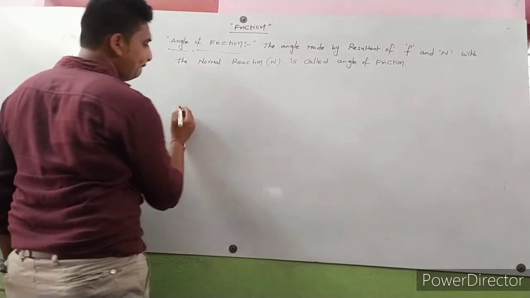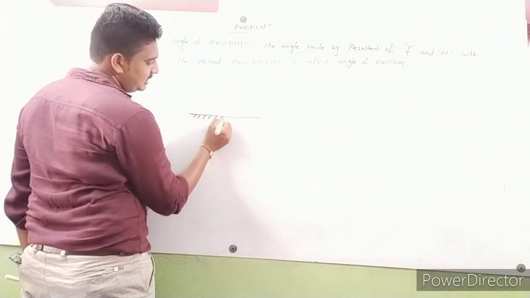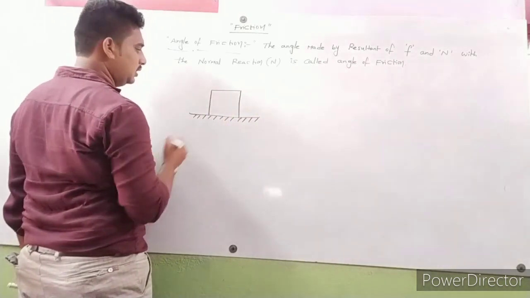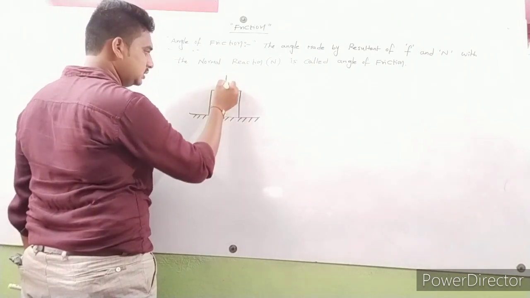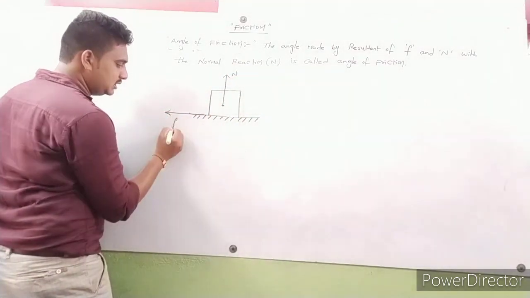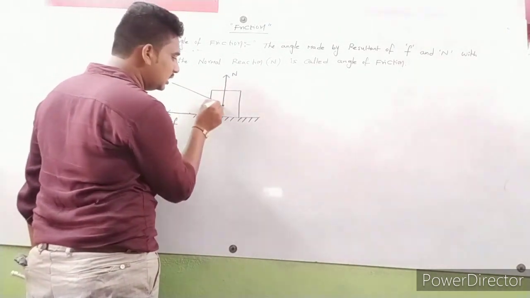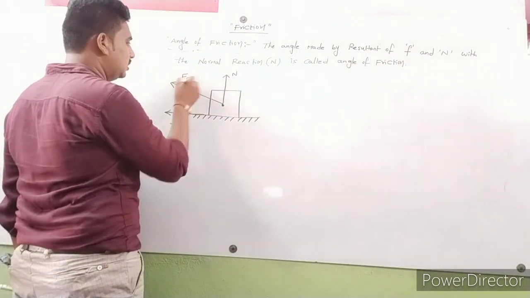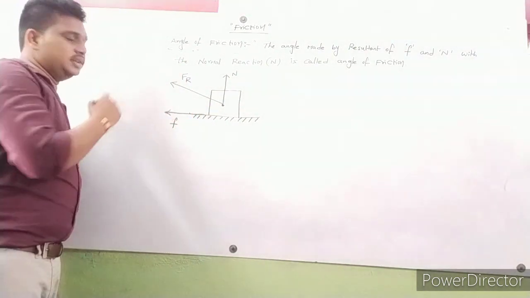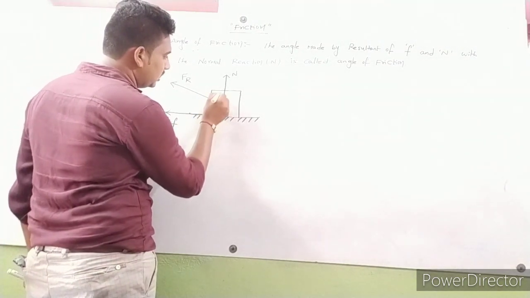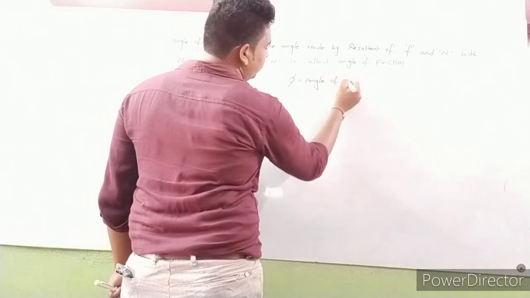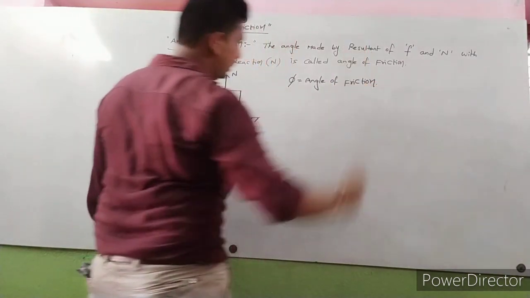Here I draw the diagram. The surface is a rough surface. I place one block on this rough surface. The normal force acts in the upward direction, perpendicular to the surface always. Frictional force is acting in this direction, and this is the resultant force, acting in this direction. Here this angle is phi. Phi is equal to the angle of friction.